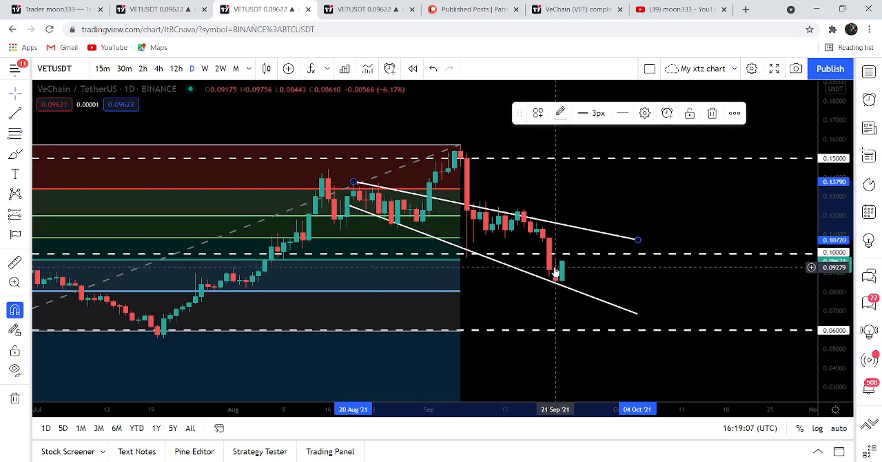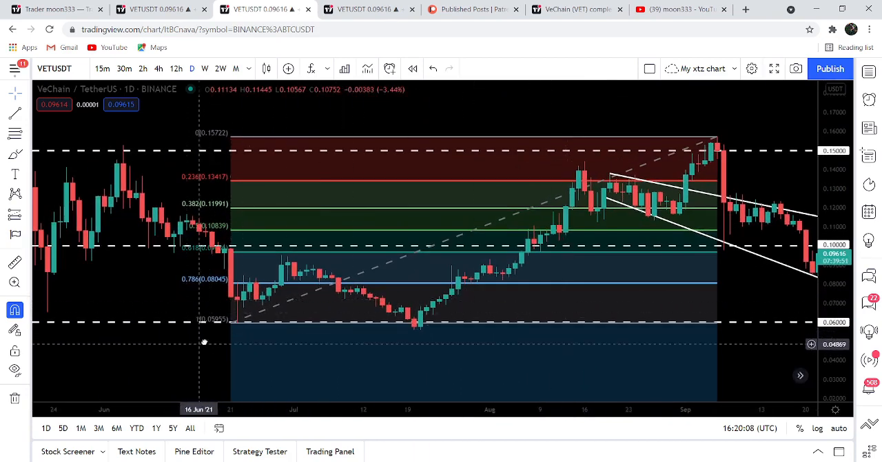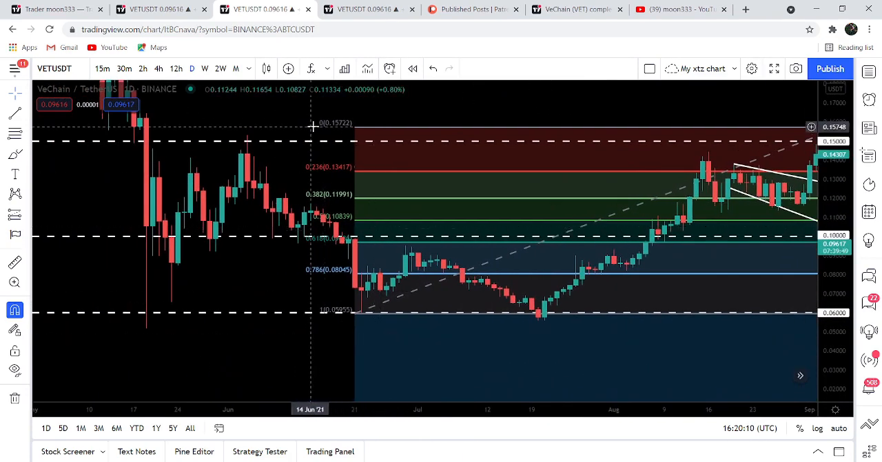But if this support is broken down, I'm repeating it again, then we can move to the next support at 6 cents, and that is our key support and very strong support. So this was the update so far.